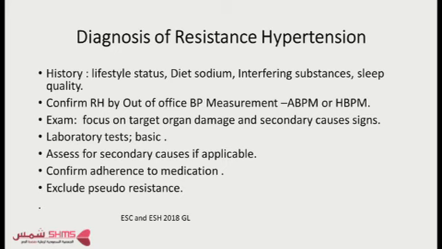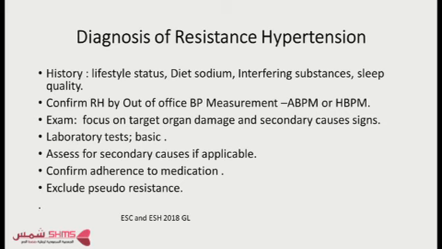Diagnosis, again, simply stated, we start with the history, we start with the lifestyle status, the diet, interfering substances, sleep quality. We need to confirm it by out-of-office measurement. Examination, focus on target organ damage, secondary causes. If you examine a patient supposed to have resistant hypertension, and there is no target organ damage, probably the diagnosis is wrong. So keep this in mind, the association between target organ damage and resistant hypertension.